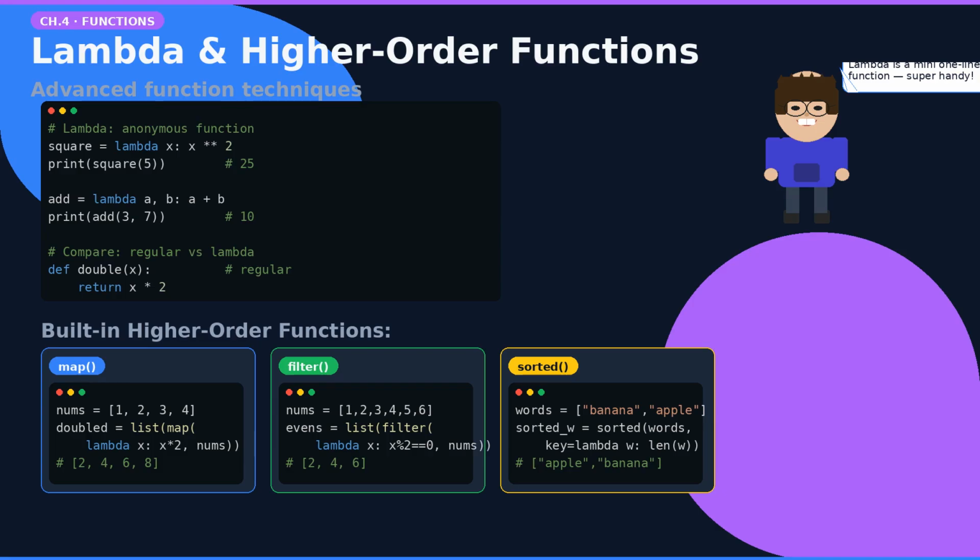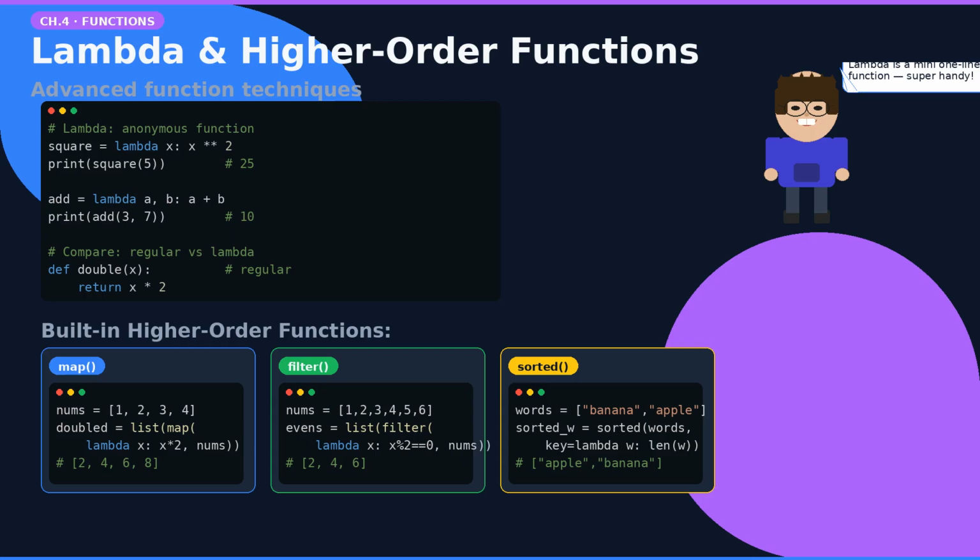Let's put everything together in a real-world grade calculator program. The get_grade function takes an average and returns a letter grade using if-else. The student_report function calls get_grade, then prints a complete formatted report.